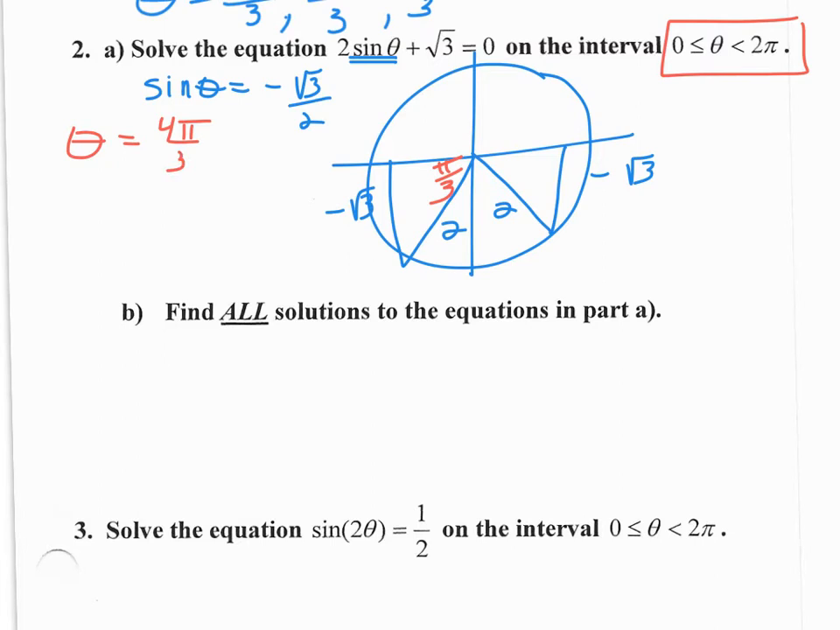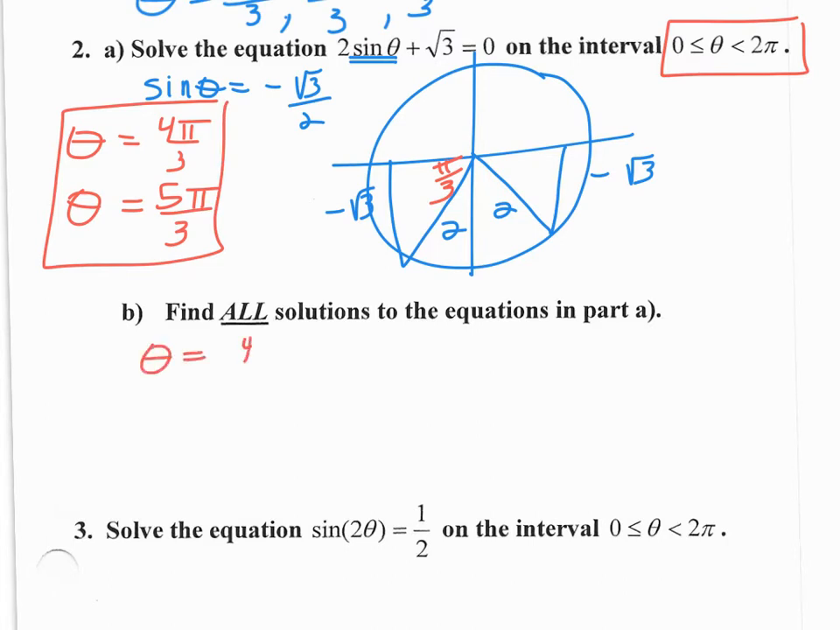And I'll call the one in the fourth quadrant 5 pi over 3. So there are my 2 answers if I have to go 0 to 2 pi. Then part B says find me all the solutions. So now let's practice. We have 4/3 of a pi. We have 5/3 of a pi.